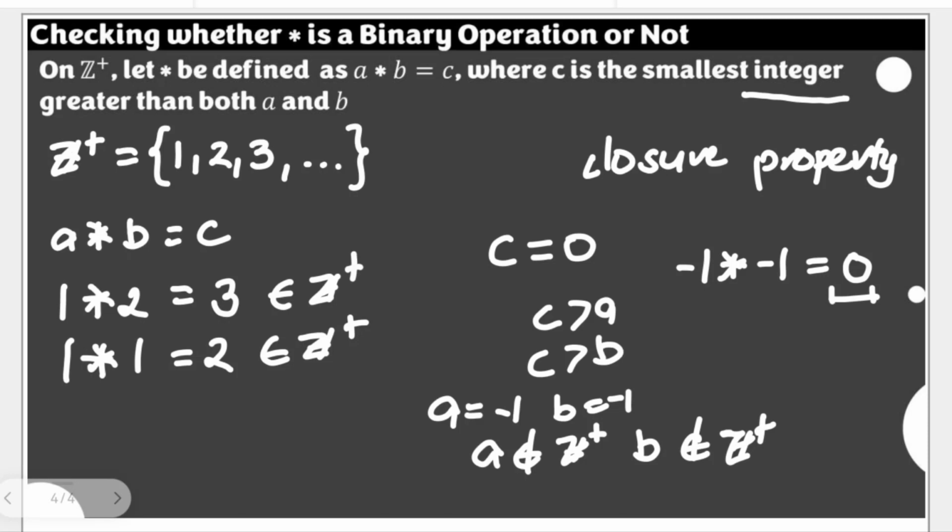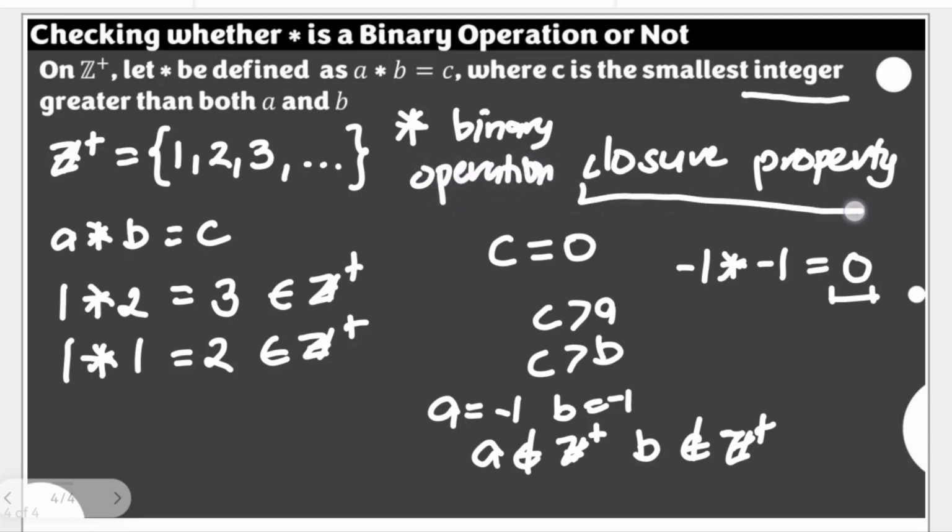In short, we can never get an element which is not an element of Z plus if we use only elements of Z plus itself. This would mean that our star here is a binary operation, since the closure property holds for Z plus using the same definition of star. So this is how it goes for this given example. Thank you very much for watching.